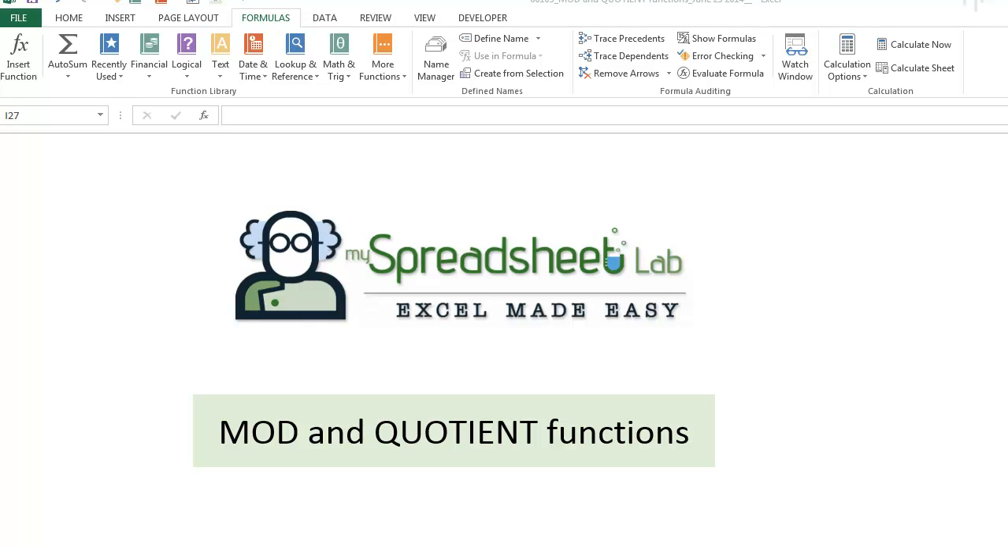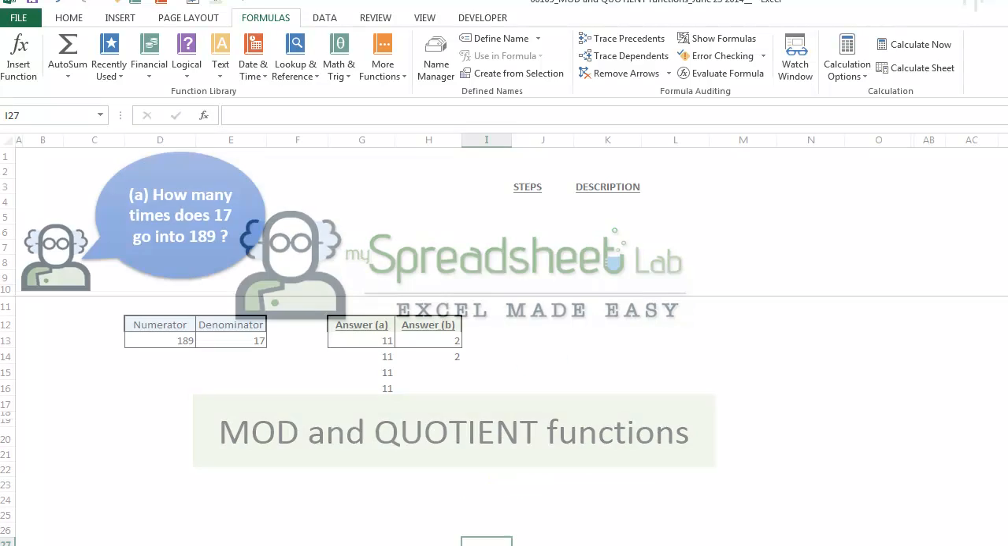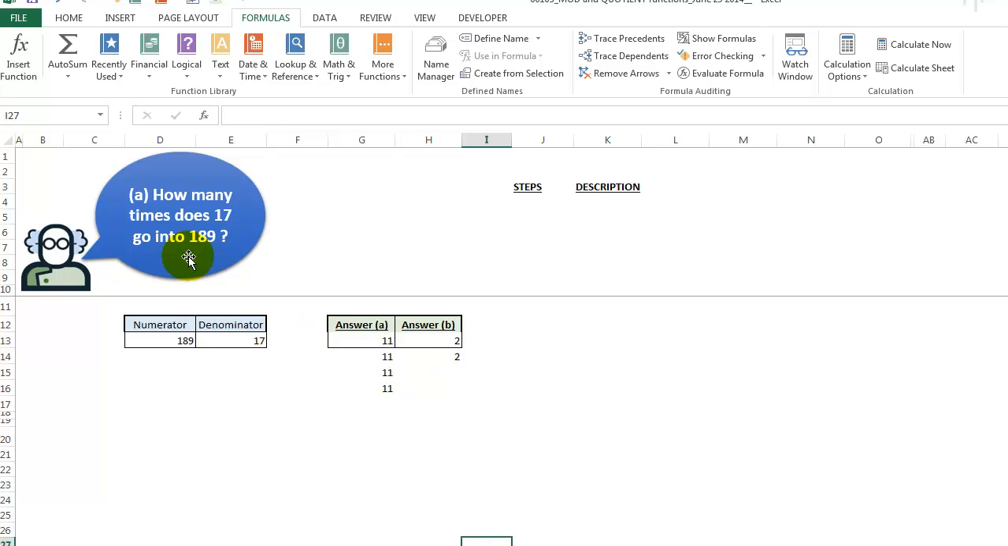So let's look at two functions, the mod function and the quotient function. Let's go over to our data. And the first question we have is how many times does 17 go into 189? And we want to get an integer or a full number, in other words, no decimal. So how many times does the 17 go into here?